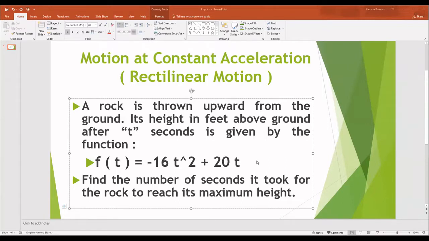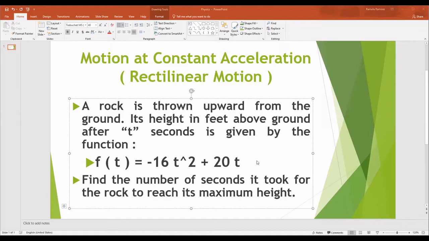This is another sample video tutorial for physics this time. This is for rectilinear motion, or motion at constant acceleration. So let me share with you the problem. According to the problem, a rock is thrown upward from the ground. Its height in feet above ground after t seconds is given by the function negative 16t squared plus 20t. We are going to find the number of seconds it took for the rock to reach its maximum height.